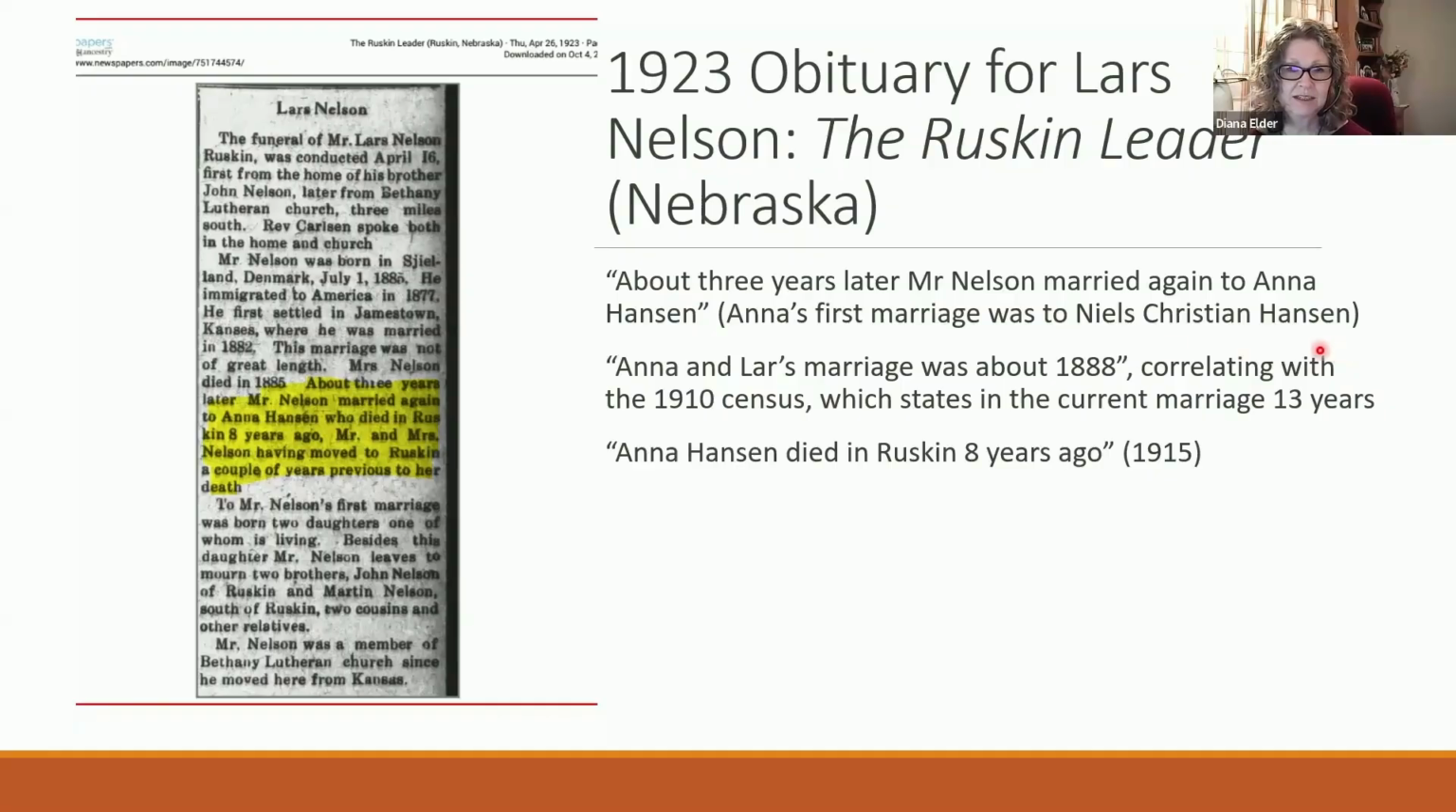So this is the first bit we get that connects her really specifically to our Anna. And then it states that Anna and Lars' marriage was about 1888. And that correlates with the 1910 census, which states they were in the current marriage for 13 years. And then we find out that Anna died in Ruskin 8 years ago, which would have been about 1915. And so this obituary gives us some really good pieces that pull things together as well.